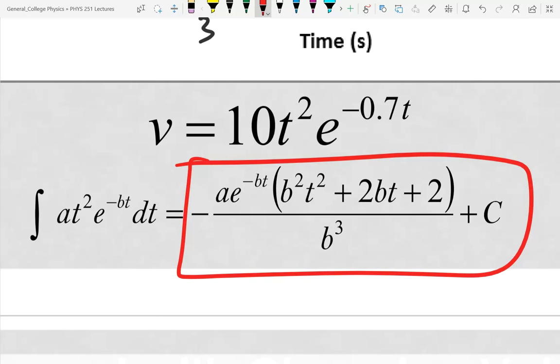Now with time 0, it's kind of simple because it's just 2a e to the minus bt over b cubed. But the upper limit is much more complicated. So once again, I'm not going to do the math, telling you how it's done, just to reiterate or remind you of what you've learned previously.